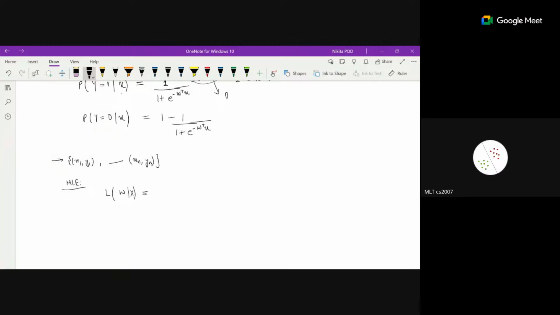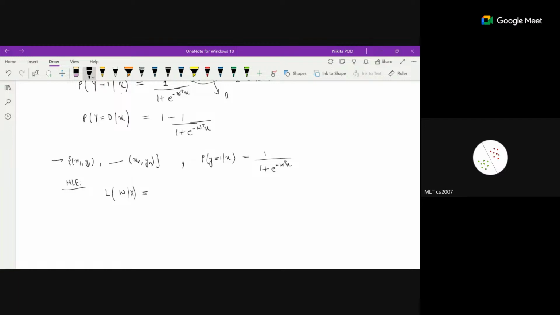W is a parameter that we know. What we had seen is that the probability of y equal to 1 given x is given by 1 divided by 1 plus e to the power minus w transpose x. If I have to find the likelihood function, you can see that y can take the value either 0 or 1. The labels can be either 0 or 1 independently, so it is a kind of Bernoulli distribution.